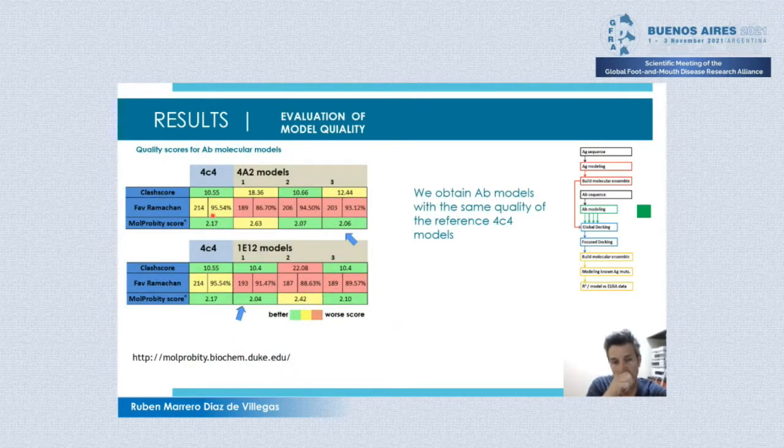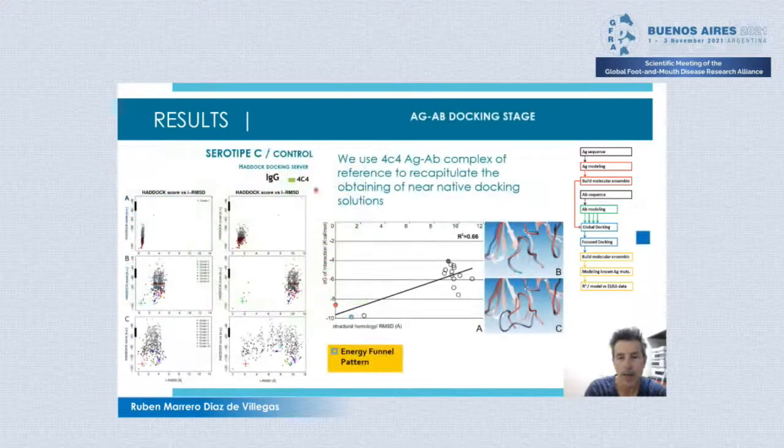again compared with the 4C4 reference antibody, and in green it means that the model probability score is good for that reference, and we have the same green models for our 2 antibodies. We advance to the antigen-antibody docking stage. We use again the reference 4C4 antigen-antibody complex of reference to recapitulate obtaining the near-native docking solution. Here we represent 3 different experiments with different conditions to recapitulate.